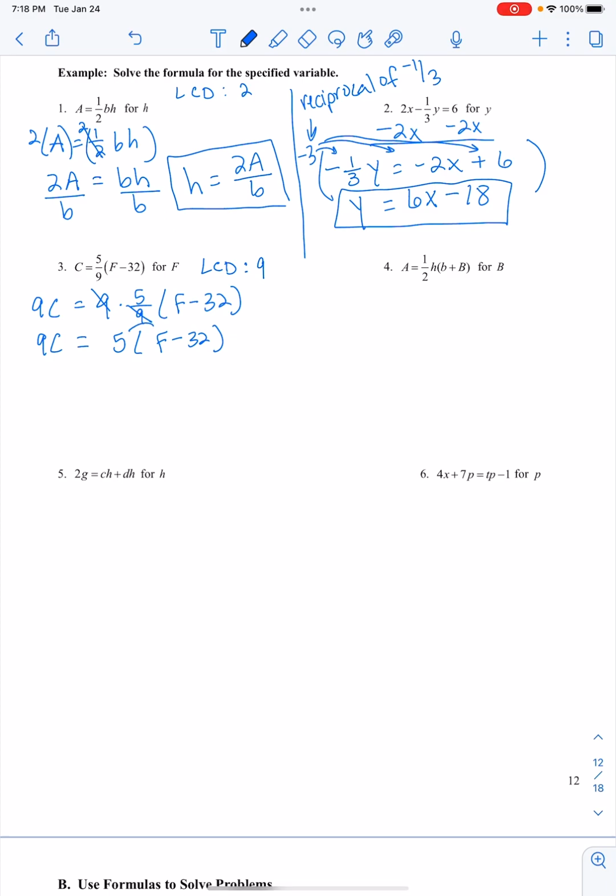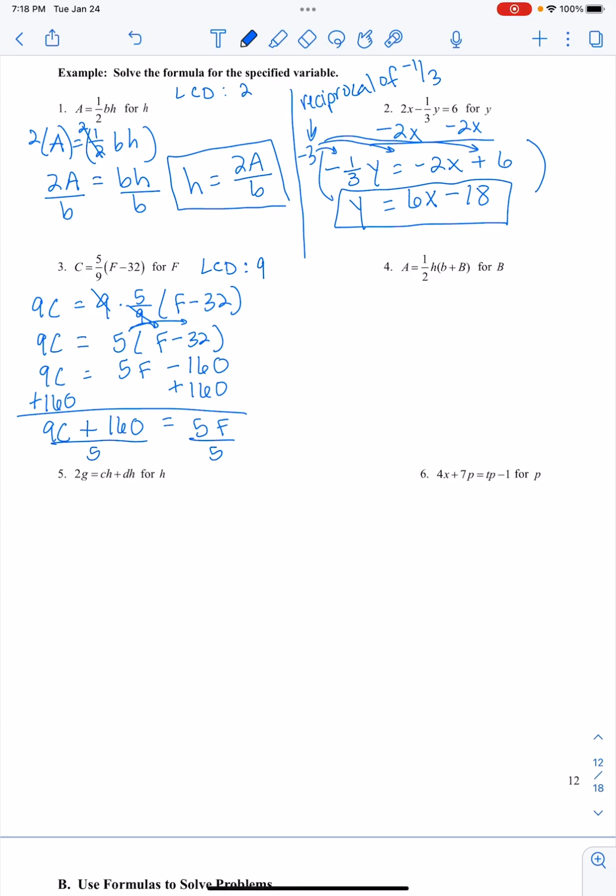I would probably distribute the 5. So we get 9c equals 5f minus 160. We're going to add 160 to the other side. We're going to get 9c plus 160 equals 5f. And then you're going to divide both sides by 5. So f equals 9c plus 160, divided by 5.